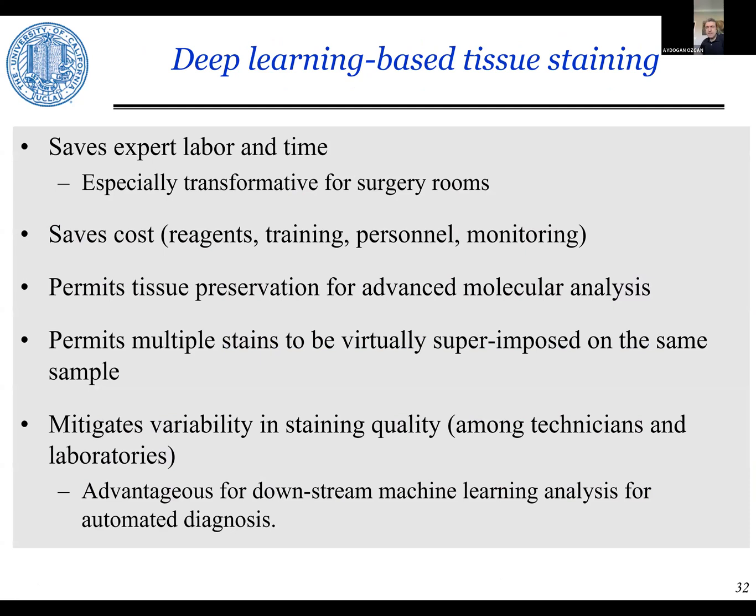To sum up, deep learning-based virtual tissue staining is saving labor and time. Some of these stains are really expensive and slow, including immunohistochemical staining, taking, for example, 24 hours. We preserve tissue, we can create multiplex staining, and we mitigate all kinds of variability in the staining quality among technicians. If you're interested, please ask me questions about hallucinations of virtual staining models. It's one of my favorite topics, but I'll leave that to Q&A and the discussion.